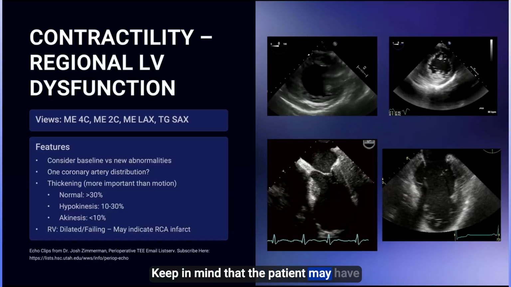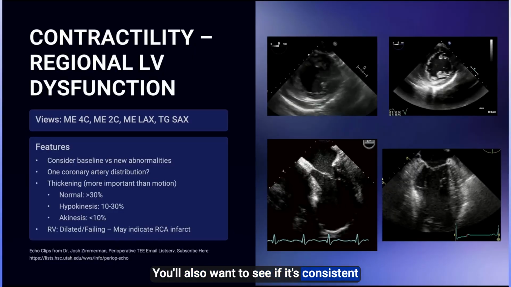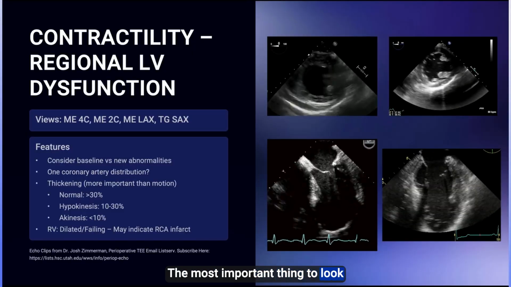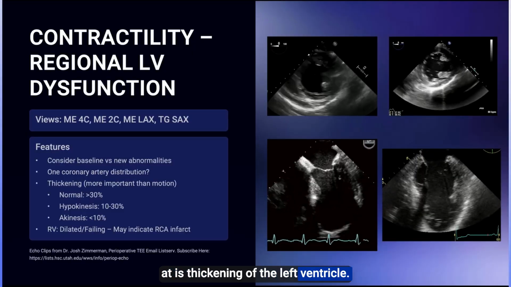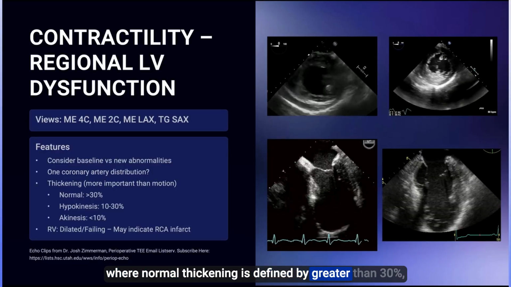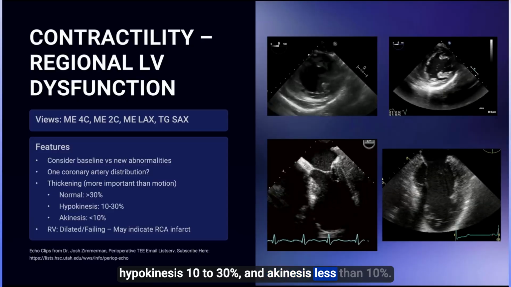Keep in mind that the patient may have already had baseline abnormalities. You'll also want to see if it's consistent with one coronary artery distribution. The most important thing to look at is thickening of the left ventricle. It's more important than motion of the left ventricle, where normal thickening is defined by greater than 30%, hypokinesis 10 to 30%, and akinesis less than 10%.